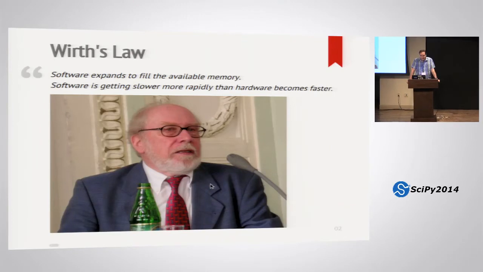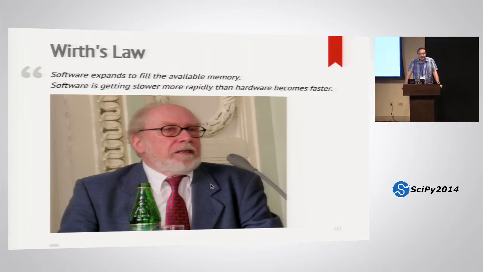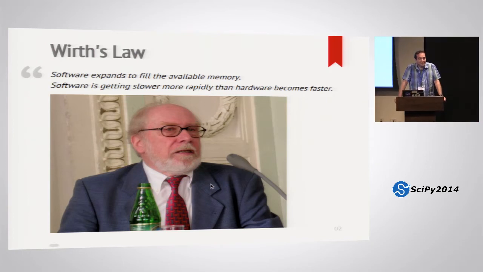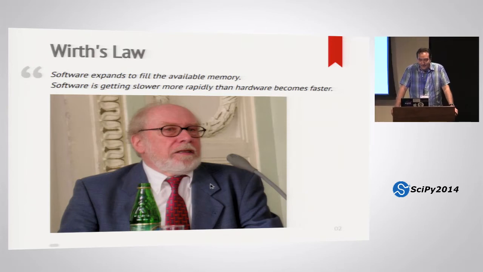This is Dr. Wirth, and he said back in the 80s that software expands to fill all available memory, and software is getting slower more rapidly than hardware becomes faster. This does tend still to be true today, and probably even more so with Moore's law, at least at the single core level, slowing down and what have you. Why does this always happen?